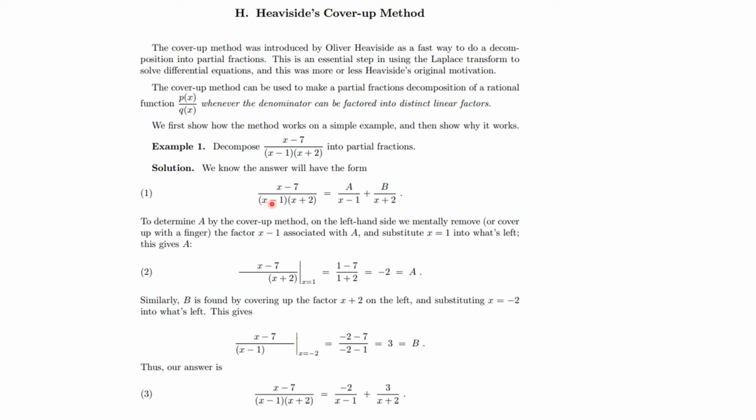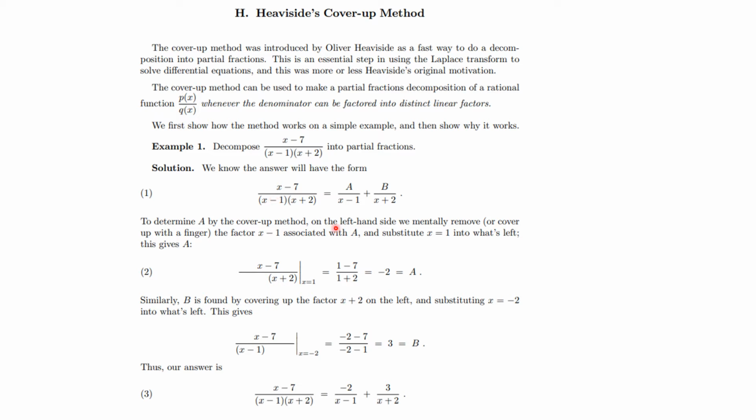So we cover this up, and what's left is x minus 7 over x plus 2, and we're going to substitute x equal 1 into that, which is the root here. So substitute x equal 1, and we're going to get 1 minus 7 over 1 plus 2. That's going to be minus 2, and that's going to be a. So you see, we cover up the factor under a and substitute what will make this denominator 0, substitute x equal 1, and that will give us what a is.